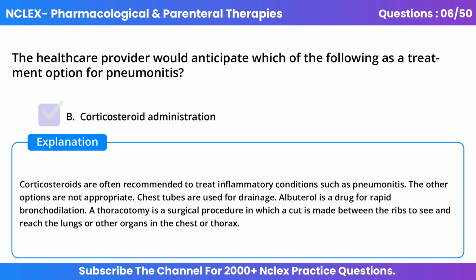Chest tubes are used for drainage. Albuterol is a drug for rapid bronchodilation. A thoracotomy is a surgical procedure in which a cut is made between the ribs to see and reach the lungs or other organs in the chest or thorax.